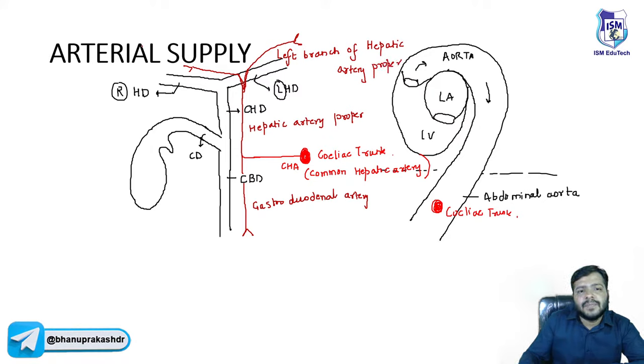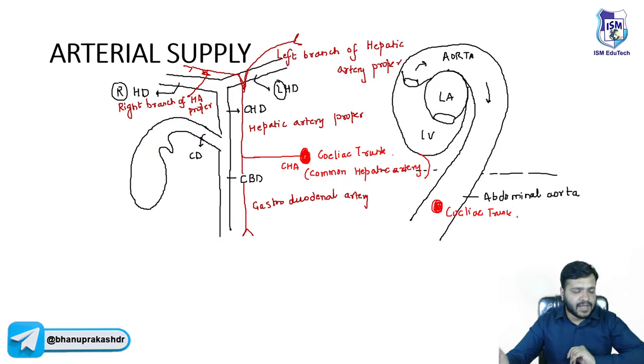And we have this right branch of the hepatic artery proper. So we have two branches, the right and left branch.